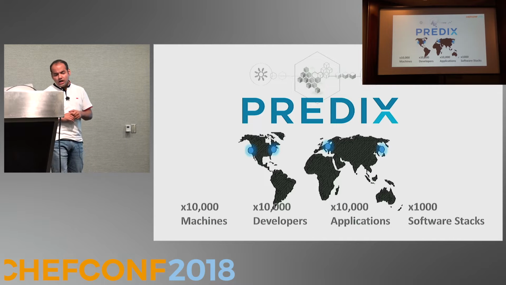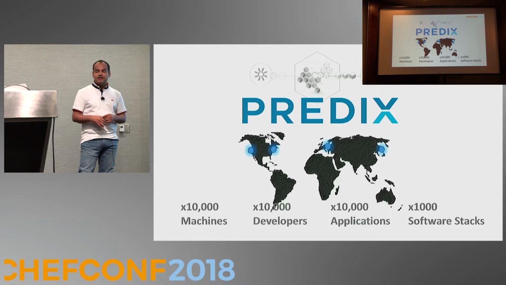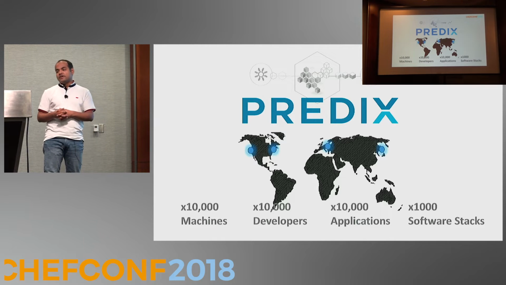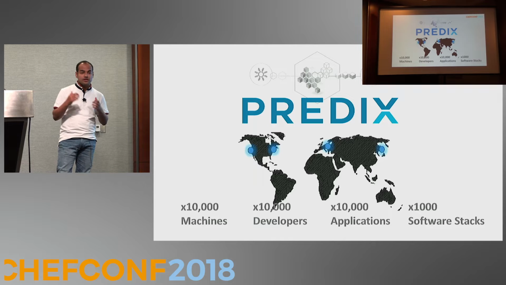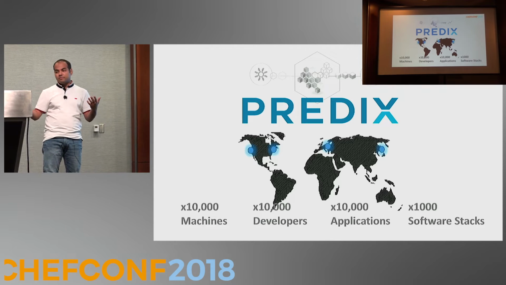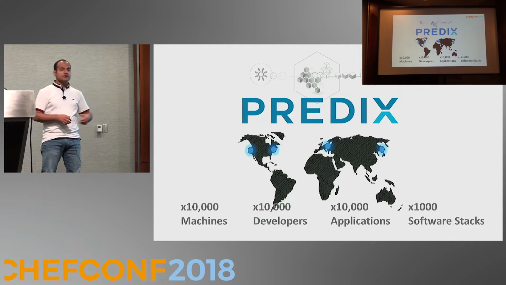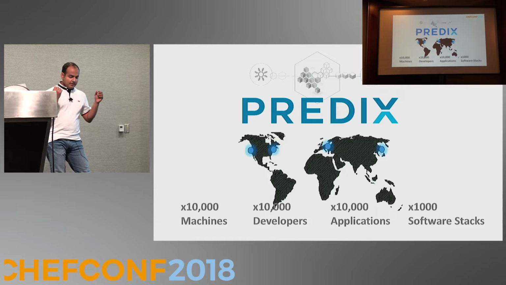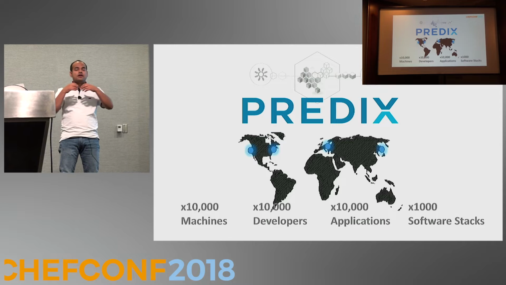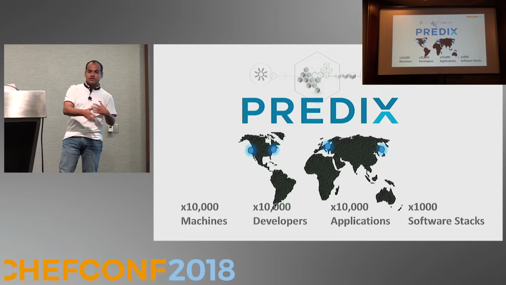To give you the scale of our cloud, it is a pretty big scale. We have tens of thousands of machines. We have tens of thousands of developers developing on our cloud. We have almost 50,000 plus applications running in one POP, and we have 5 different POPs. This is in 4 different geolocations where our cloud is available. And we have thousands of software stacks. When I say software stack, this is ELK as a service, Redis as a service, database as a service, message queue as a service, and so on. I'll talk more about that.